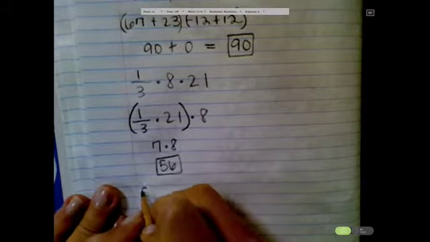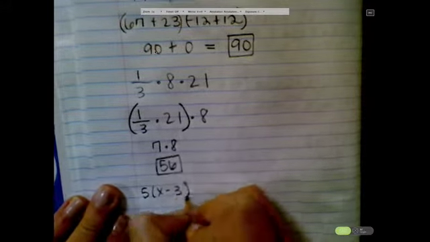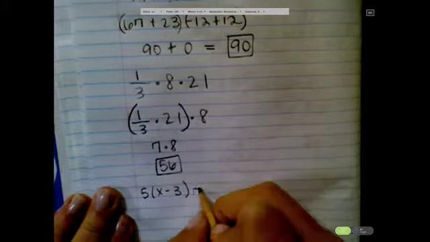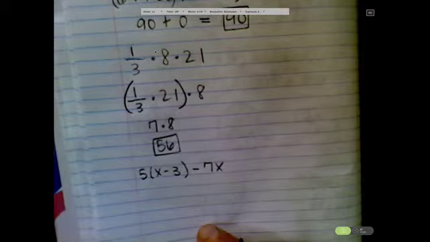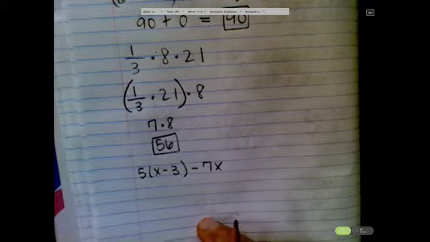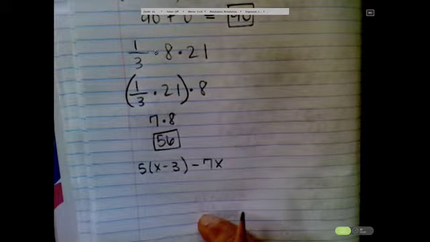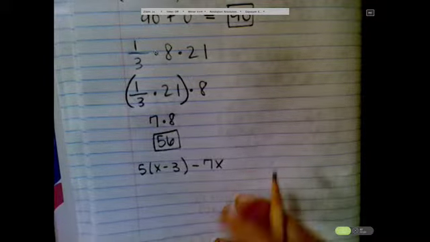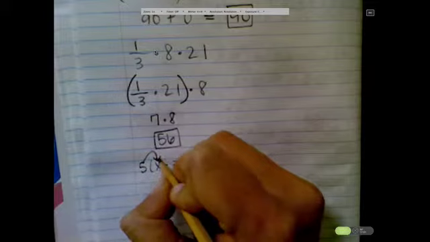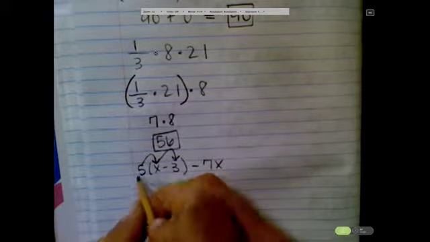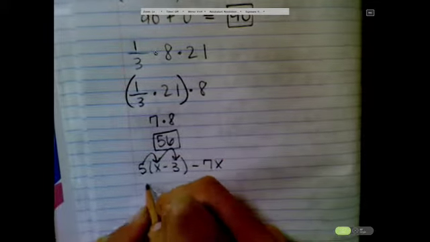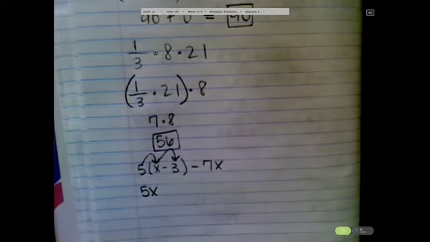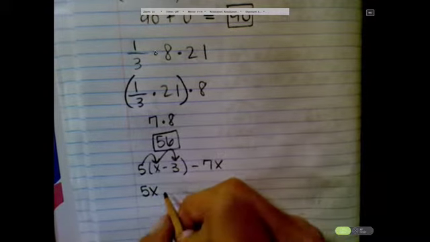5 multiplied by x minus 3 minus 7x. Okay, first property I'm going to use is what? Distributive. I'm going to distribute the 5 to the x and to the negative 3. So 5 times x and 5 times negative 3. Good.